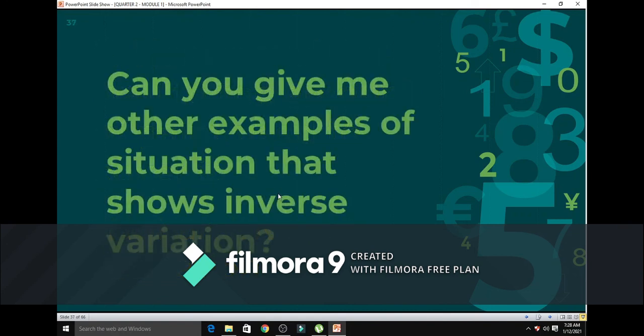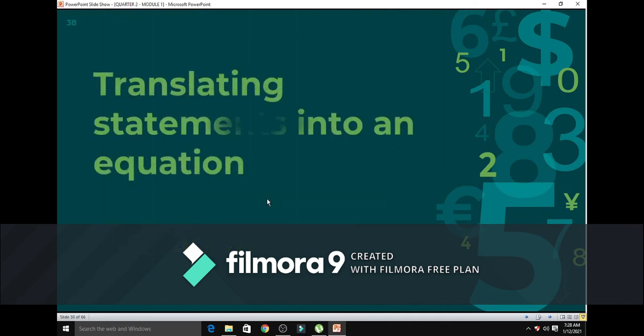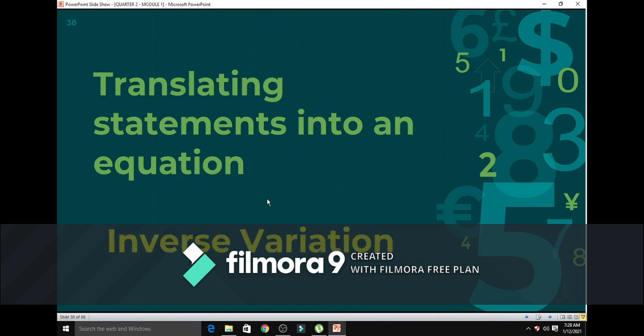So, makakapagbigay pa ba kayo ng mga halimbawa ng mga situation na nagpapakita ng inverse variation? So, let us proceed with translating statements into an equation in an inverse variation.